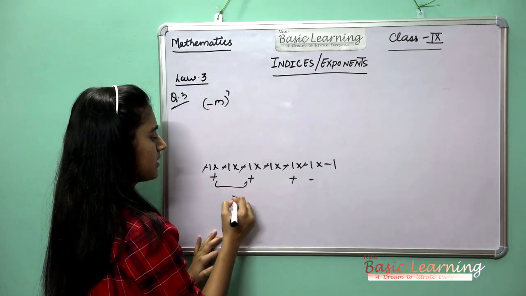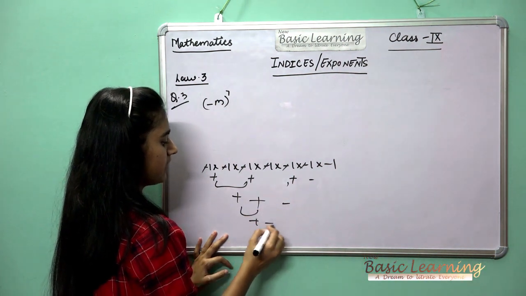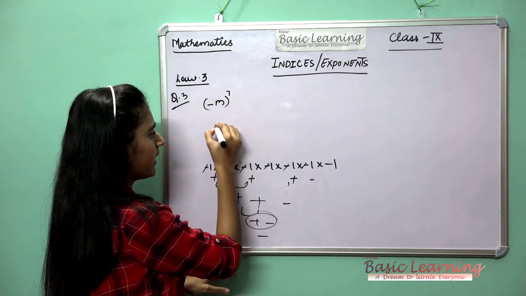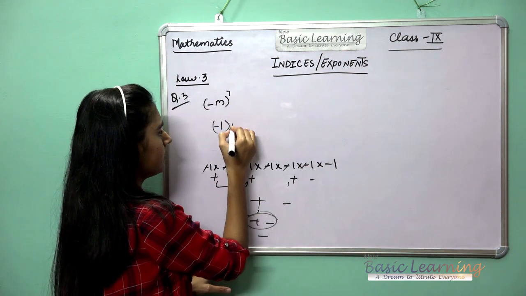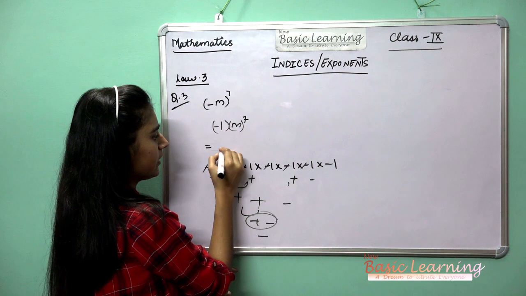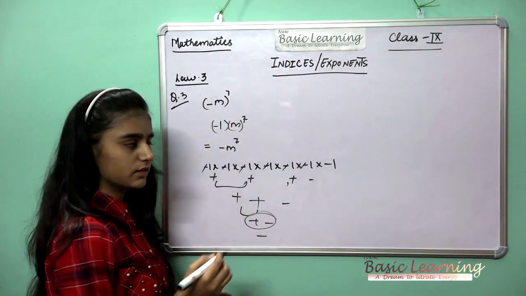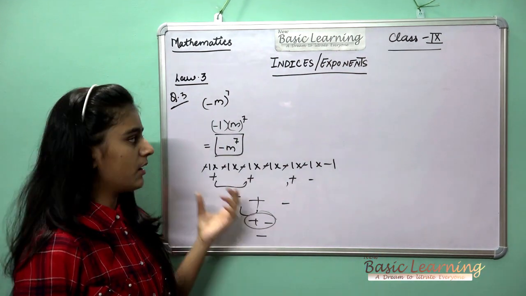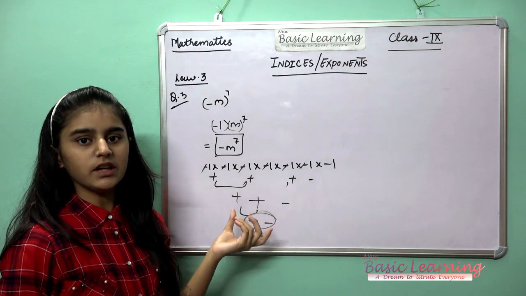If you give plus, plus, plus, plus minus, plus plus plus and minus, it is plus minus minus. So here it will be written as minus 1 into m to the power 7. So it will give minus m to the power 7 only. This is the answer. I hope you get the proper definition of law 3 and the explanation of the questions which I solved here.